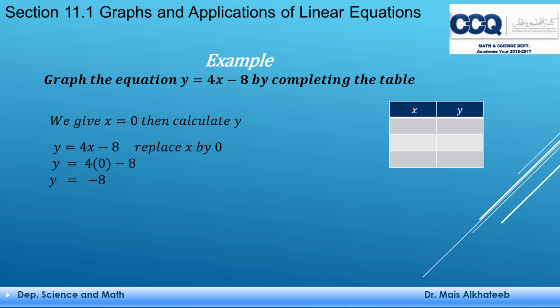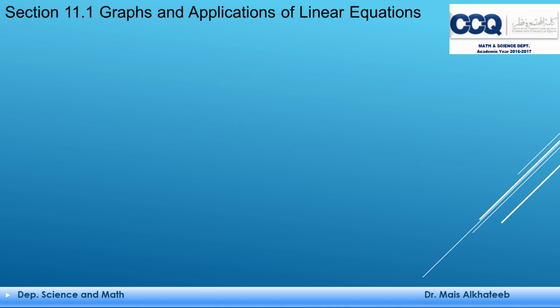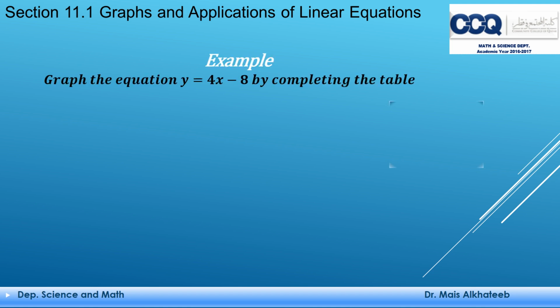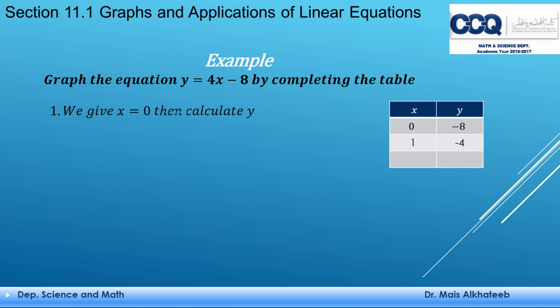If x equals 0, then you substitute x by 0. Replace x by 0. بدل x هنحط 0 بالمعادلة. I will get 4 ب 0 minus 8. 4 ب 0 0. 0 minus 8 equal minus 8. This is the first step. The first point will be 0, minus 8.